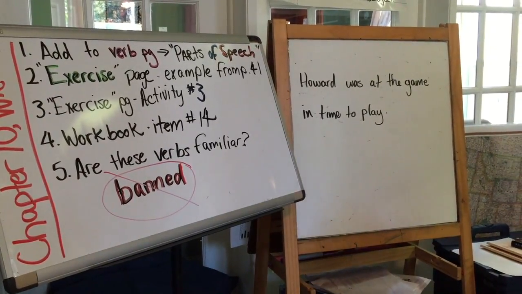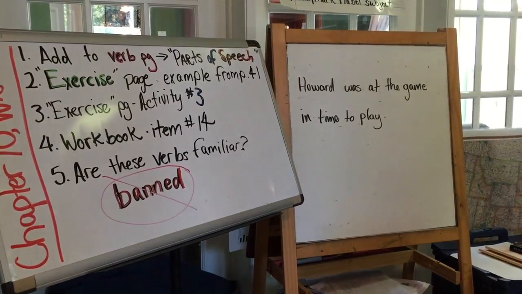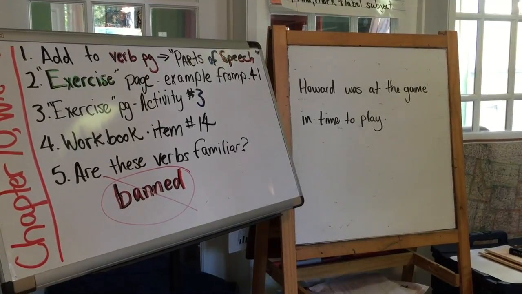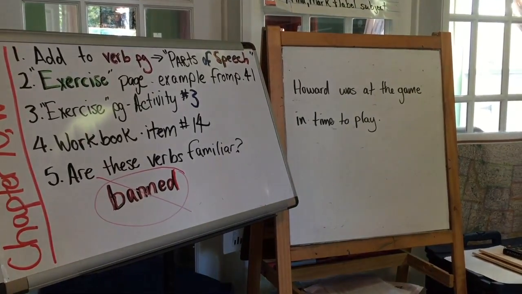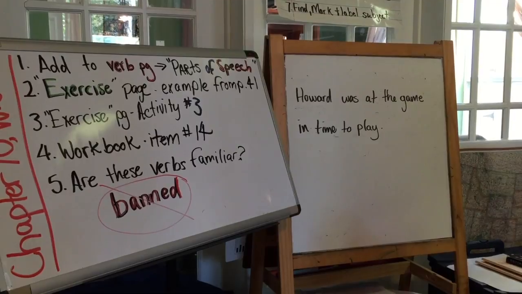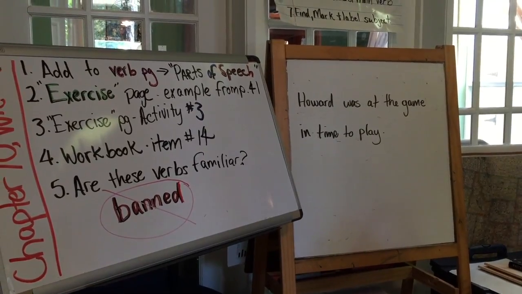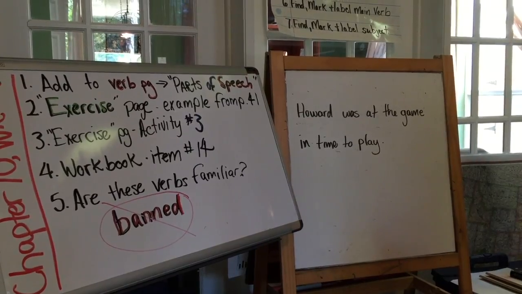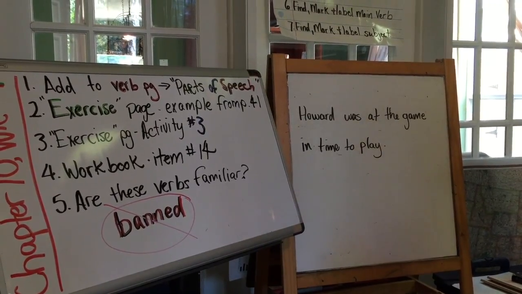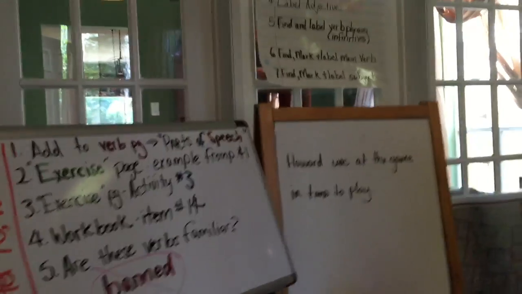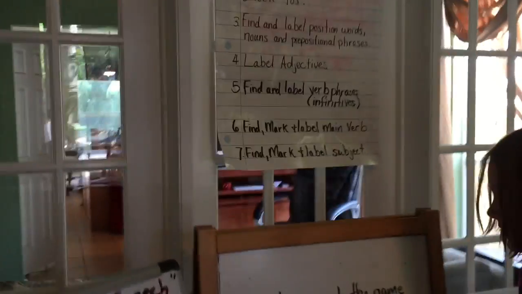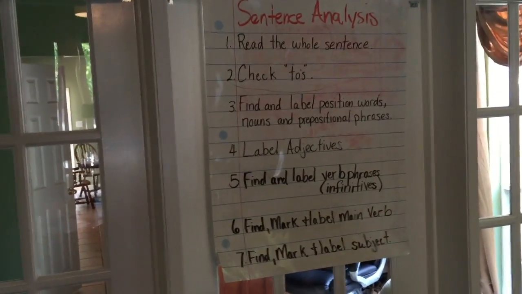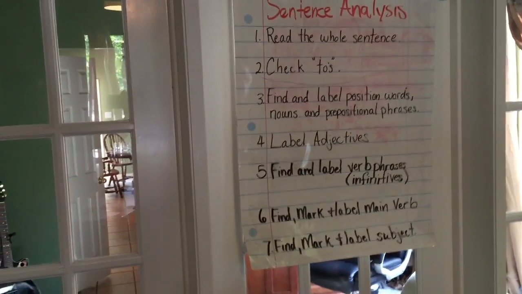What is the first thing that we do, Allison? Read the whole sentence. I'll have you do that. Take this. Read the whole sentence. Howard was at the game in time to play. Great. What's the second step up there? Check for twos. Yes, copy this down in exercises and do what Allison's doing.